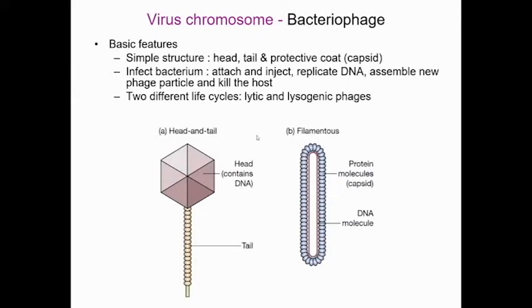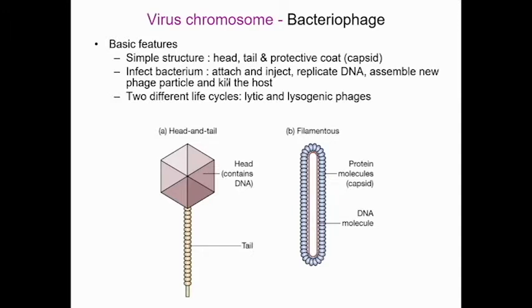So we just went through the bacterial vector, and now the virus chromosome. We can also use the virus chromosome as the vehicle to bring in the gene of interest. The basic features: they have a simple structure like this, head and tail, or like a capsid. They can infect the bacteria, all right? They attach, inject, and replicate DNA, and then assemble the new phage particles and kill the host.